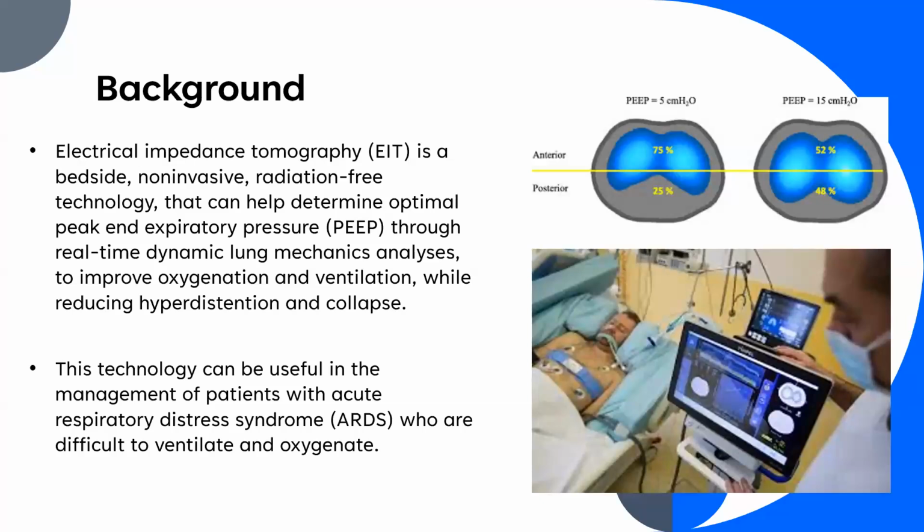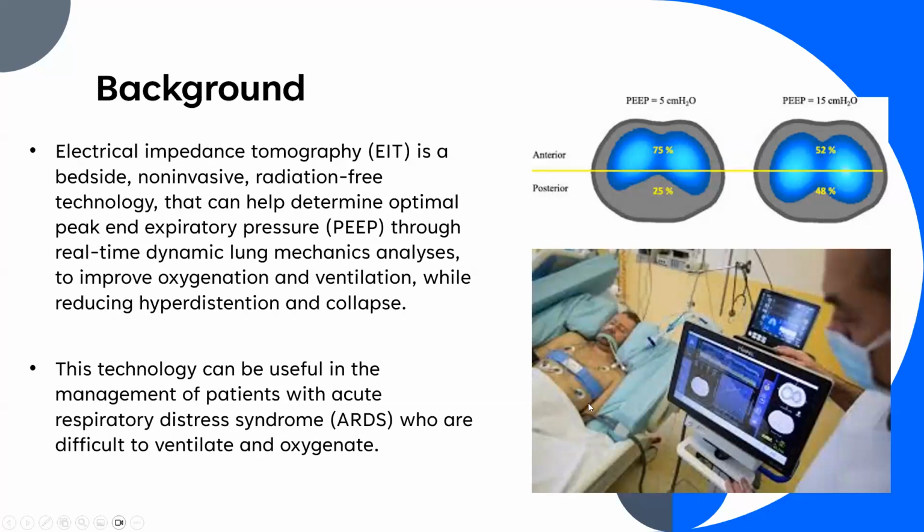We know that as RTs, and so how do we get there by using this tool and by setting our PEEP? This technology can be useful in the management of patients with acute respiratory distress syndrome who are difficult to ventilate and oxygenate. And if you look at those images on the upper right side of your screen, you can see here a preliminary EIT image where at a PEEP of 5, less of your ventilation is getting to the posterior segments. With that increase of PEEP, you might have more going to those posterior segments. And we're going to get more in depth into our optimal PEEP tools and how that demonstrates with our patients.